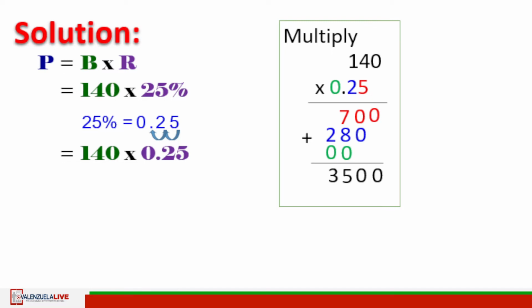Since we have two decimal places in the factors, we need to move the decimal point 2 places to the left. Therefore, the decimal point is located between 5 and 0. So, the percentage is equal to 35. Therefore, 35 pupils are grade 5 in an auditorium.